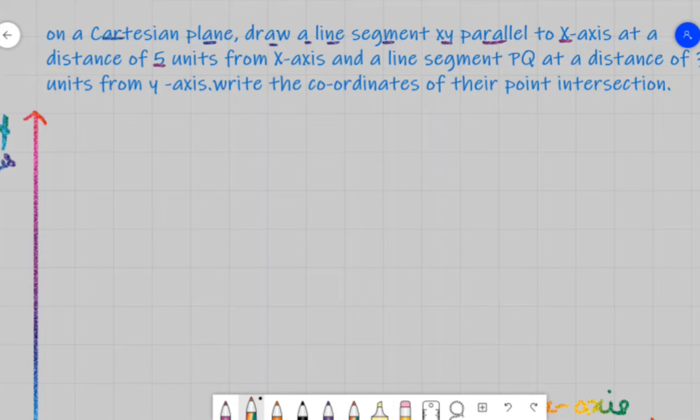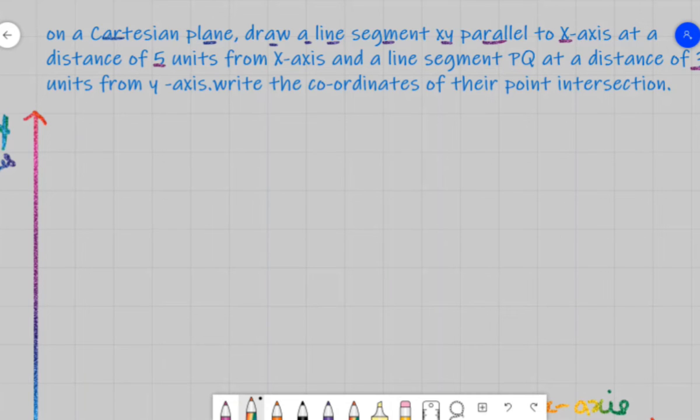And a line segment PQ at a distance of 3 units from y-axis. You have to draw a line PQ at a distance of 3 units from y-axis. So PQ should be perpendicular to x-axis. You have to draw it from x-axis. Now write the coordinates of their point of intersection. After that you have to write the coordinates of the points of intersection.